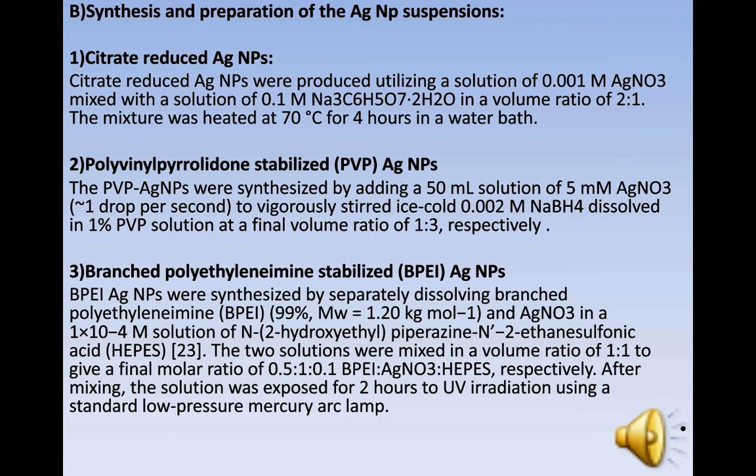The second method, synthesis and preparation of the AgNP suspension. It has three branches. Citrate reduced AgNP, PVP-AgNP, and branched polyethylenimine stabilized BPEI AgNP.